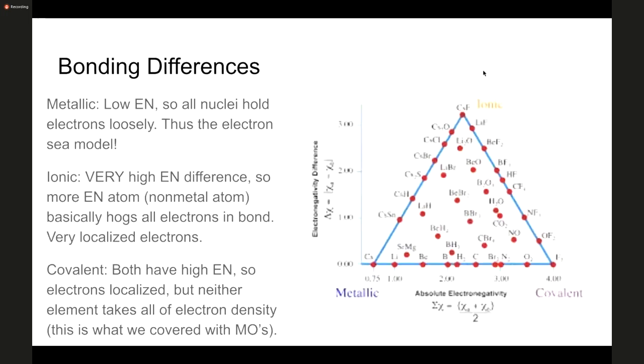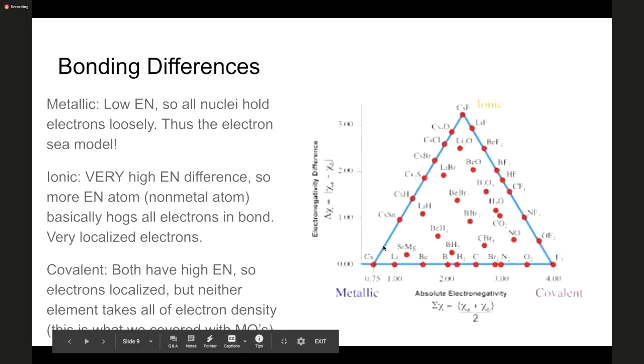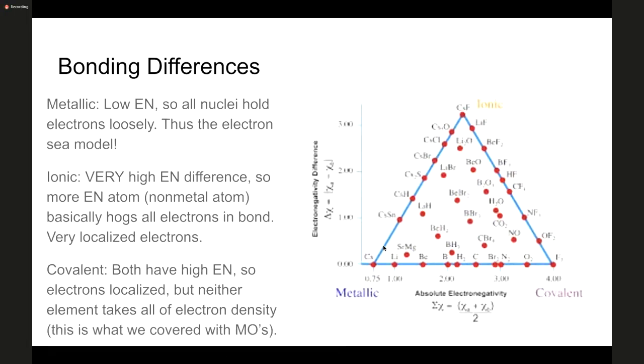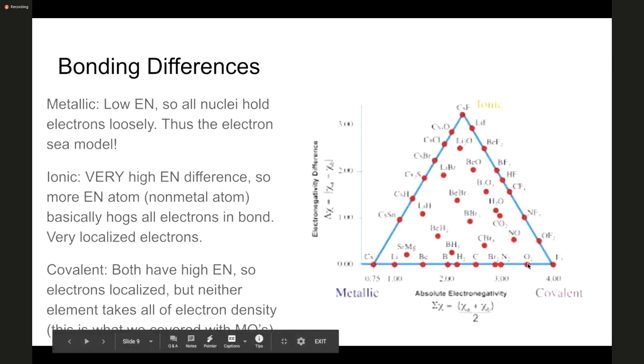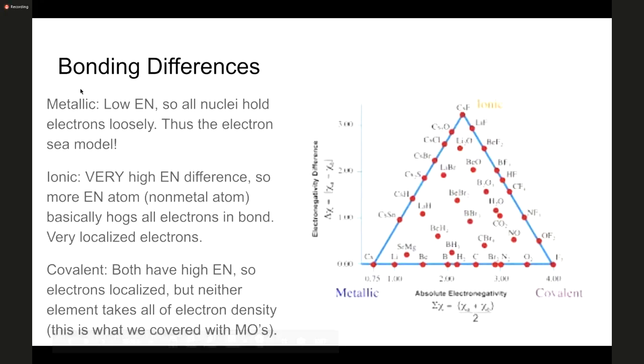Then we talked more generally about bonding differences. So we have these three bonds that we compared. For metallic, they're at a low electronegativity, and all the electrons are held loosely, so that's where you get the whole electron sea model. Ionic bonds have a very high electronegativity difference, and they basically hog the electrons to themselves, so the electrons are localized. And then covalent has a high electronegativity, so the electrons are localized, but neither can really take the electron density. So covalent is kind of what we talked about earlier with all the bonding and stuff.